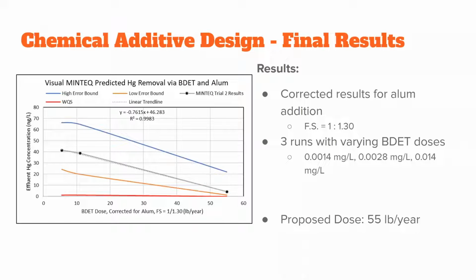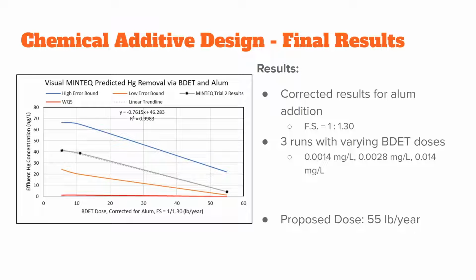So the third trial, these were ultimately our final results. The gray line in the middle there, you can see with the dots, were 3 different trials we ran with varying BDET doses. And I should note that we didn't actually add alum or simulate alum in this simulation at all. So I kind of just added a factor of safety. Pretty conservative estimate, as the other group noted. Alum itself, there's research to show that it could likely reduce mercury down to like 80% of the initial concentration.